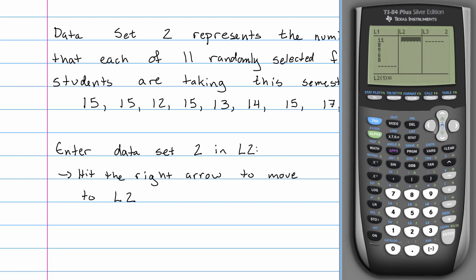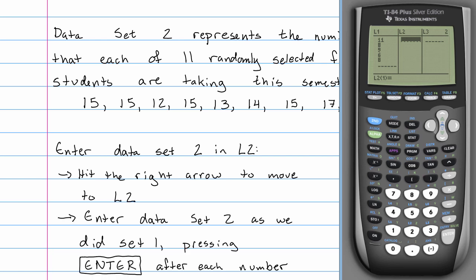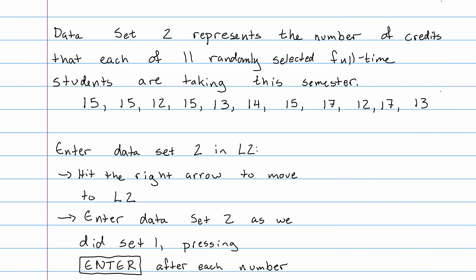And now we're going to enter data set 2 exactly the way we did data set 1, pressing Enter after each number. So we'll start with the first number is 15, the second number is also 15, and now I'm going to move the calculator off the page so that you can see all of the numbers while we continue to enter data.